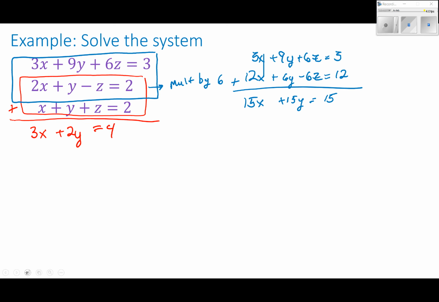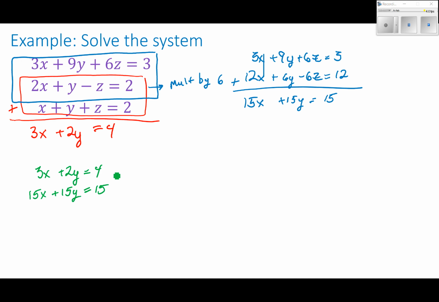So now I only have two equations that I want to solve. So let's focus on just those. 3x plus 2y equals 4, and 15x plus 15y equals 15. So now we're at the very first part of section 5.1, trying to solve a system of two equations with two unknowns.